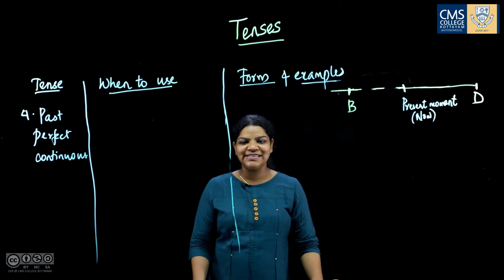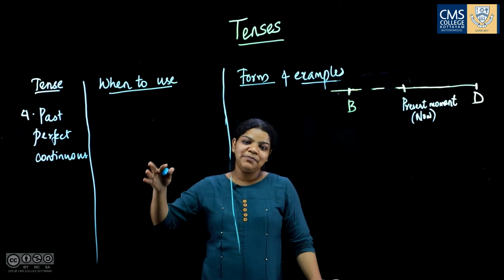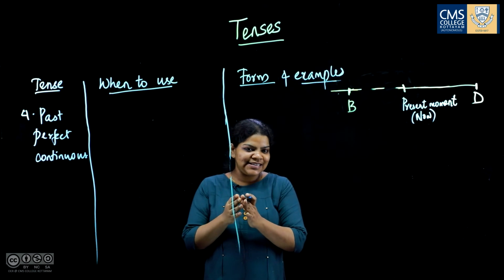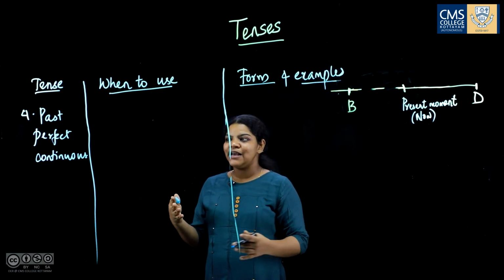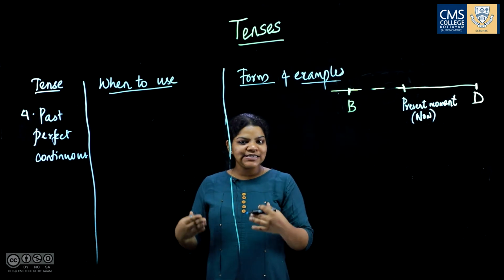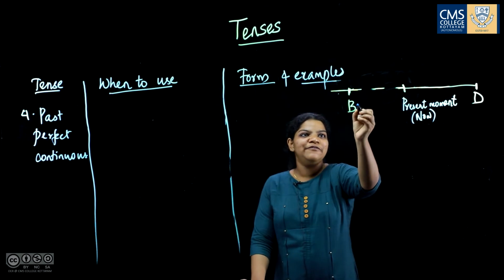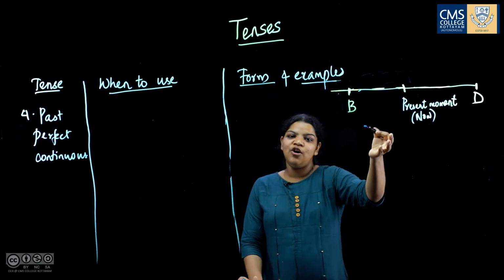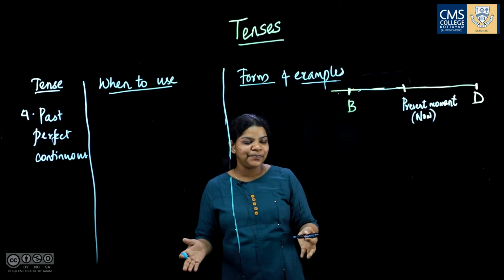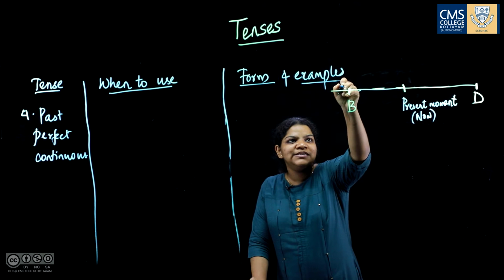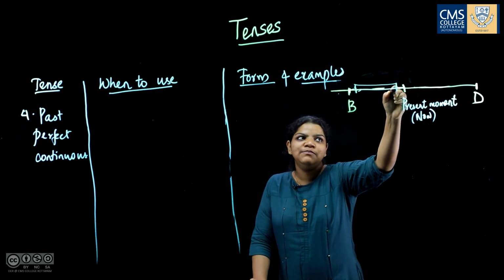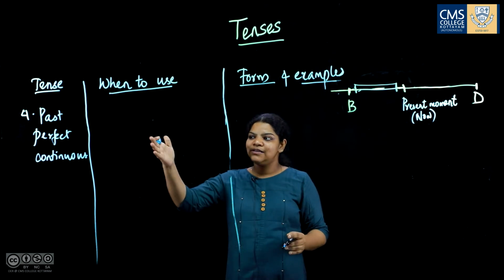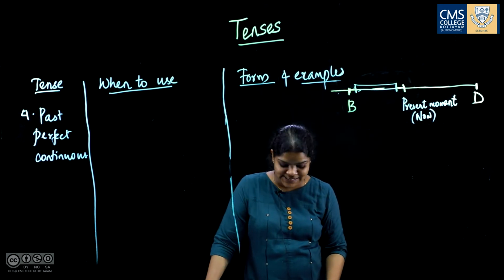Past perfect continuous tense. If you remember the present perfect continuous tense, we had said that it is a longer span of time when compared to the present continuous tense. Similarly, the past perfect continuous tense also refers to an action over a longer span of time in the past. This is an action which happened long back in the past, continued, and then came to an end in the past itself. So that is the past perfect continuous tense.